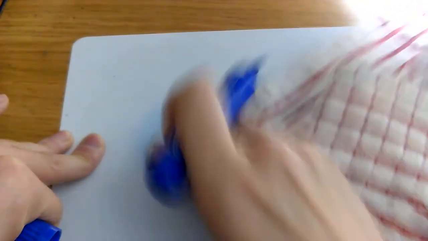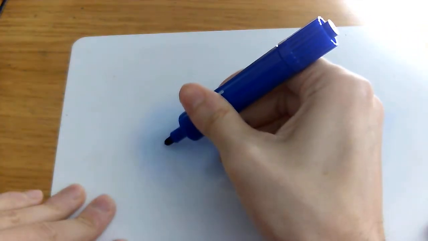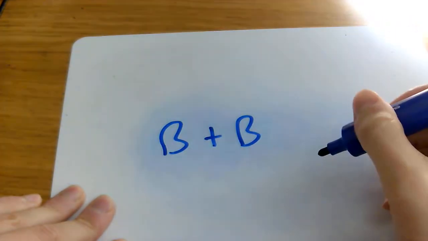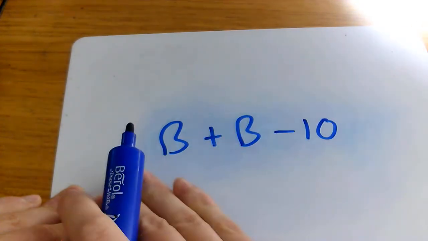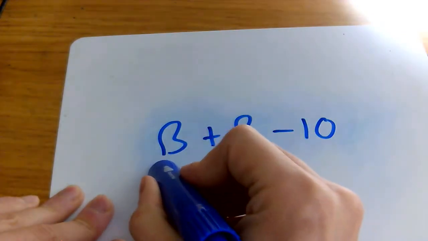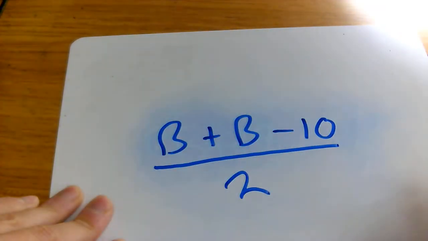Let's just think of a random, more complicated situation. What if I decided I was going to get 2 bags and then I was going to take 10 beans out of one bag and then I was going to use half of whatever's left? Okay, so 2 bags, well that would be B plus B, and then I'm going to take 10 beans out, and then I'm going to use half of whatever is left. So in that case, I'd have to divide everything by 2. That big line there means I'm dividing everything by 2.